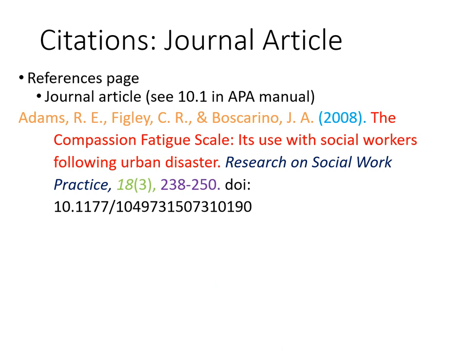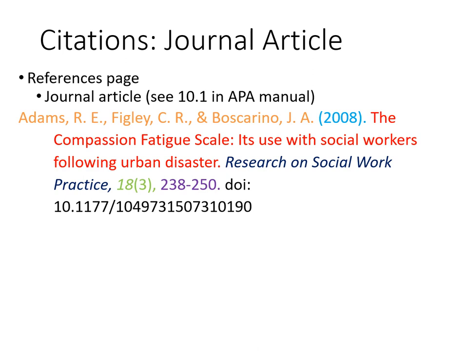Here's an example of a journal article citation. This particular article has three authors, Adams, Figley, and Boscarino. You can see that there is a space between the first initial and middle initial, and a comma between each of the authors. There is also the ampersand, the and sign, between Figley and Boscarino, the last and second to the last authors. It was published in 2008.